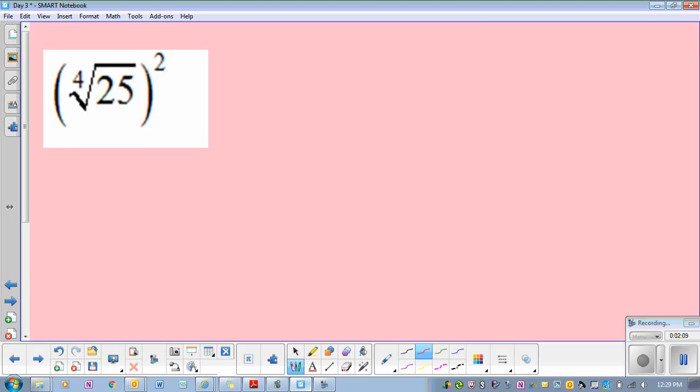So let's go to our white practice sheet. Okay. And then we have the fourth root of 25 squared. Yeah? Okay. So let's rewrite this. This is going to be 25 to the what? 2/4 power. But we can't leave it as 2/4. You can simplify this, so it's going to be 1/2. So this is 25 to the 1/2 power, which equals 5.